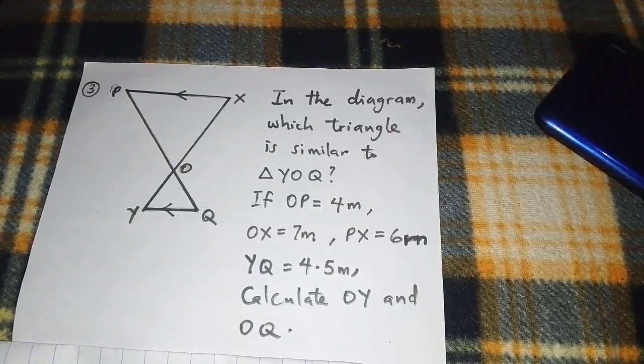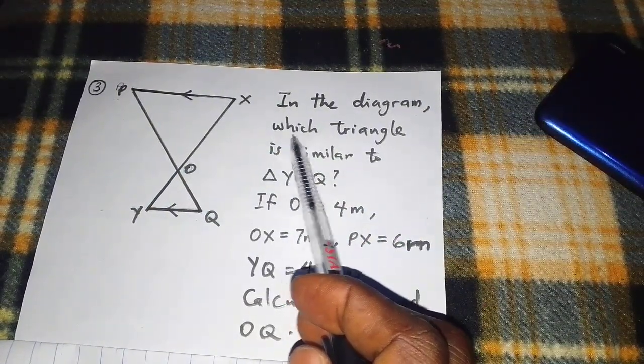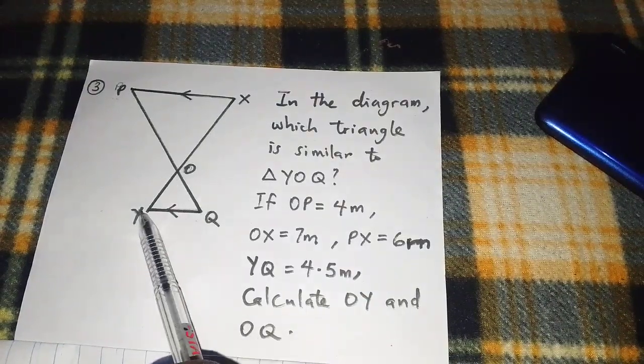Now let's look at another question. In this diagram, which triangle is similar to YOQ?